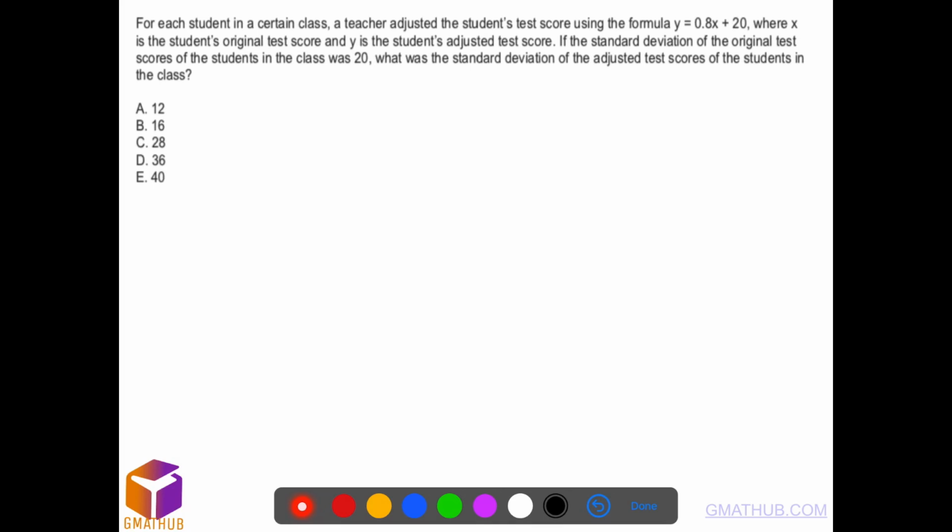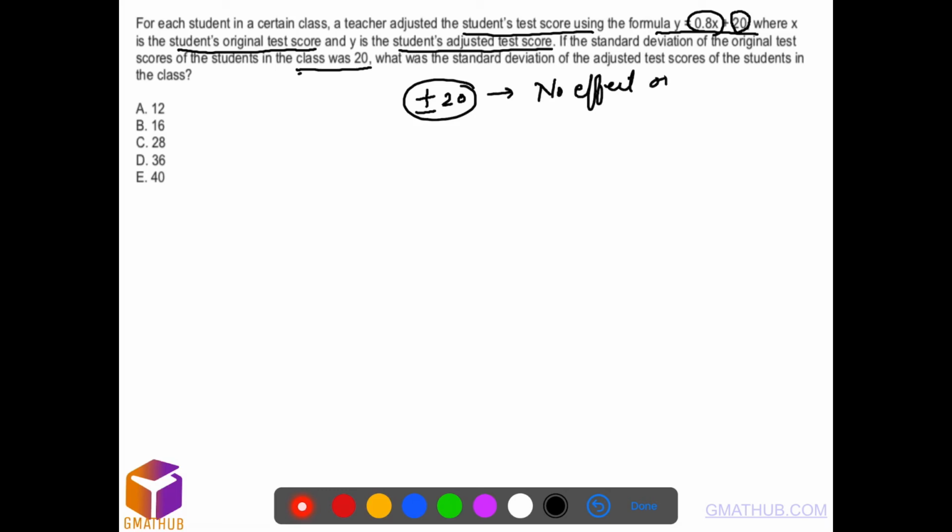This is also a similar question. A teacher adjusted the students' test scores using the formula y is equal to 0.8x plus 20, where x is the student's original score and y is the student's adjusted score. If the standard deviation of the original test is 20, every term is getting multiplied by 0.8 and then 20 is getting added. Now we have seen if we add or subtract something from all the terms, it doesn't have any effect on the standard deviation. But if we multiply or divide each term by something, which is 0.8 here, the standard deviation will get multiplied by 0.8. So if 20 is the original standard deviation, it will get multiplied by 0.8 and become 16.